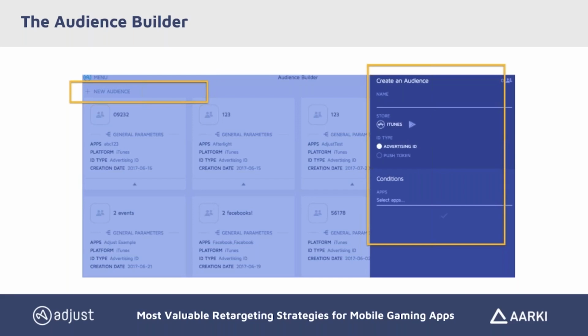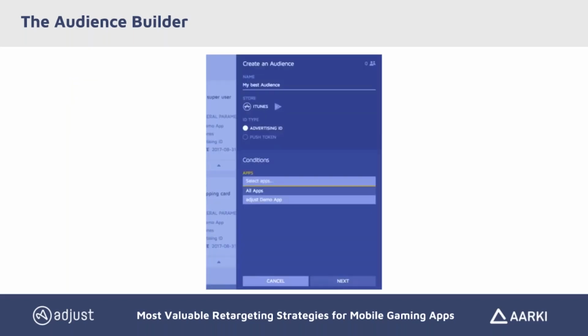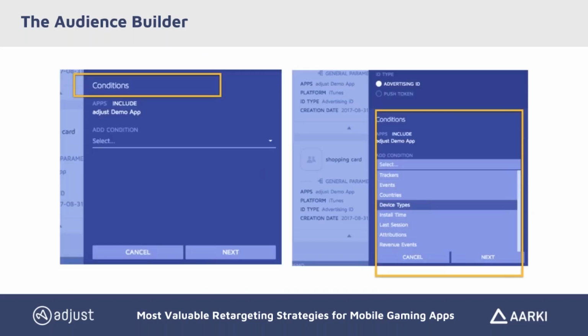And this is a very, very quick tutorial of how to create an audience. It's going to be crazy quick. So you just select the audience builder page, and on the top left, you create a new audience. You can name it. You can decide which kind of operating system you want. You can define the ID type. So as I said, device ID, advertising ID, or push token. And then you can define some conditions.